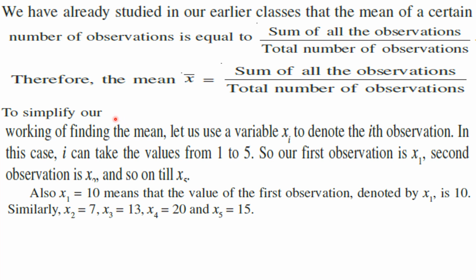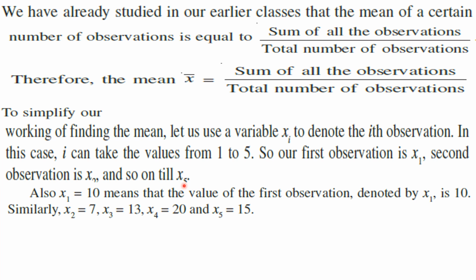Okay, my children, to simplify our working of finding the mean, let us use a variable xi. For our convenience, we are using a variable xi to denote the ith observation. In this case, I can take the values from 1 to 5. Suppose we are taking 5 observations. Our first observation is denoted by x1, second observation is denoted by x2, and so on till x5. Understood this point, my children?